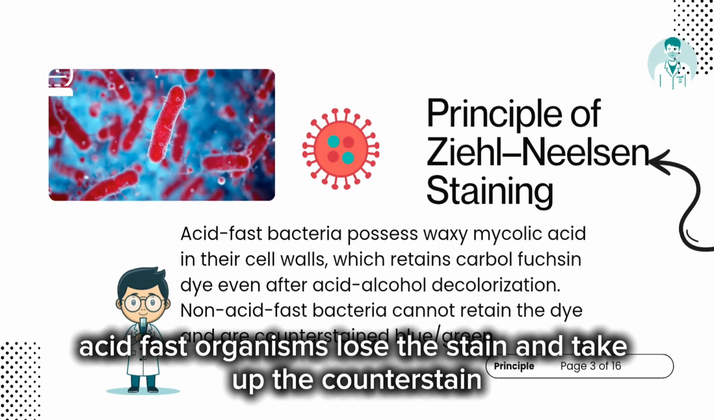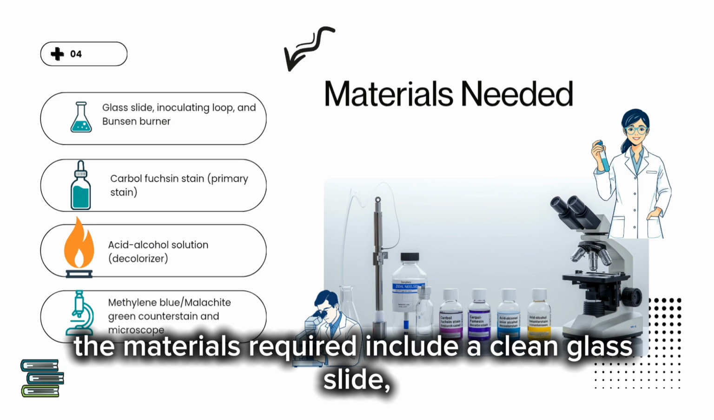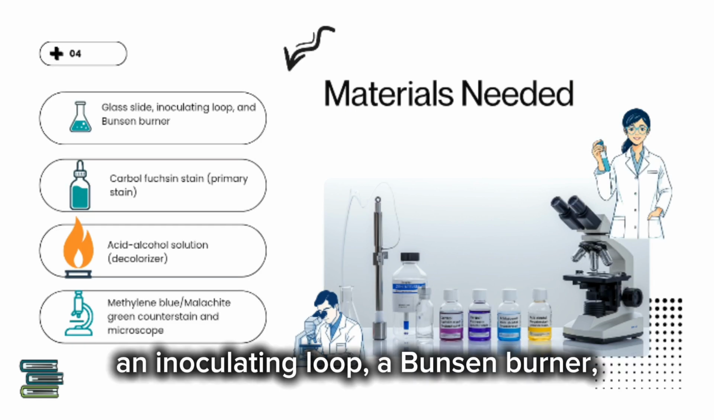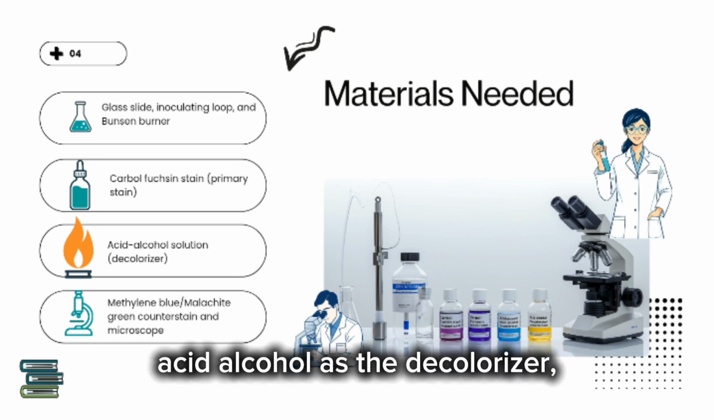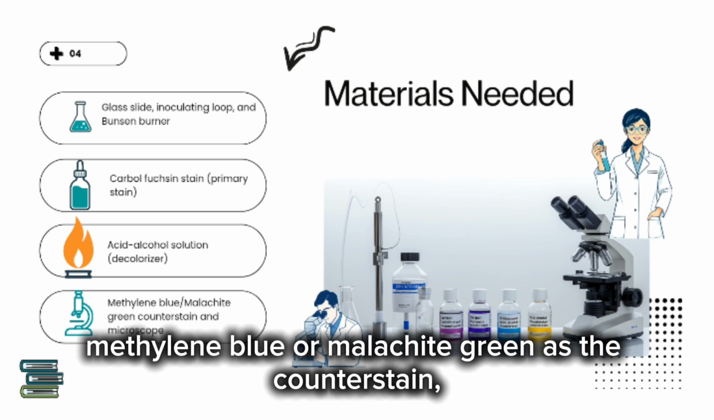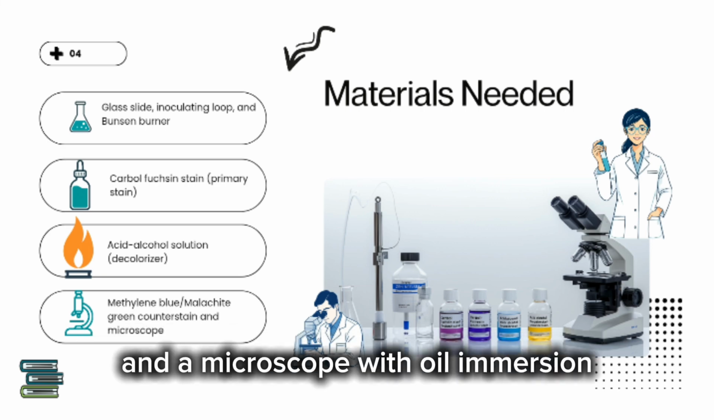up the counter stain. The materials required include a clean glass slide, an inoculating loop, a Bunsen burner, absolute alcohol, carbolfuchsin as the primary stain, acid alcohol as the decolorizer, methylene blue or malachite green as the counter stain, and a microscope with oil immersion.